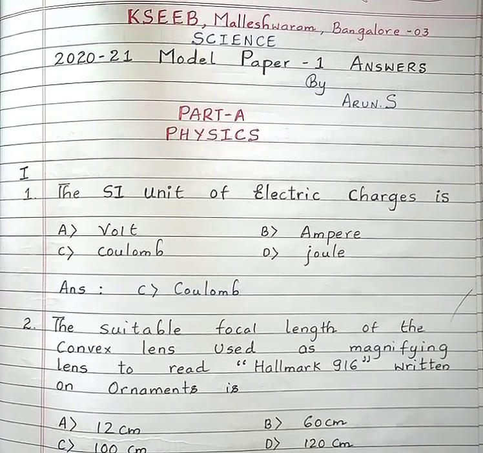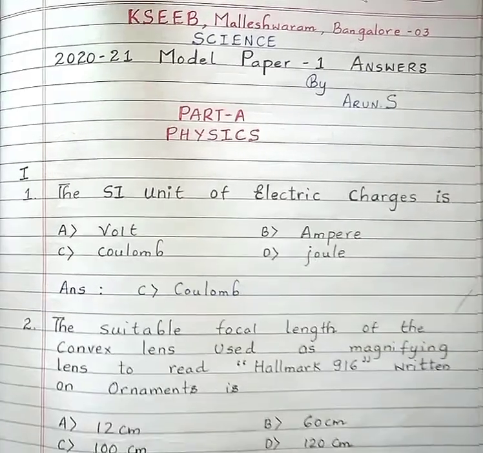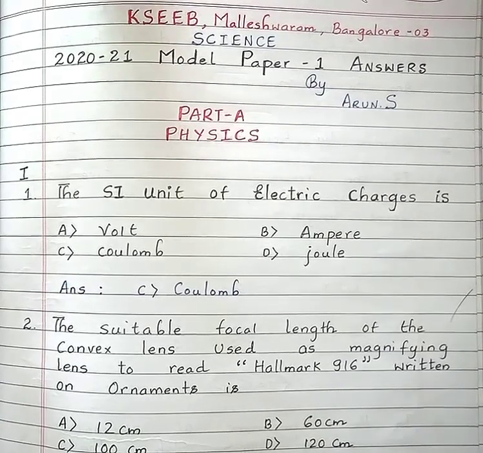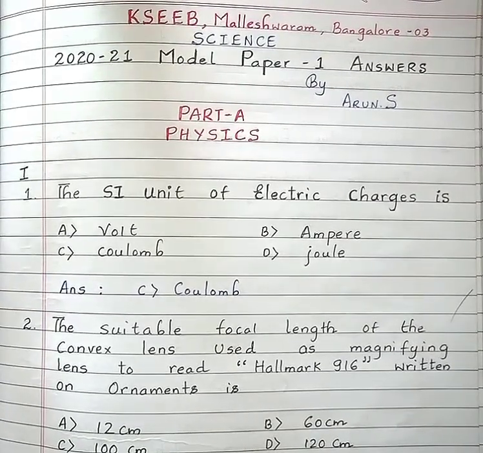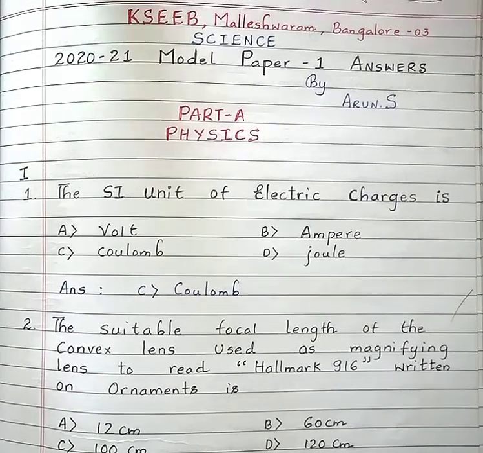Question 1. The SI unit of electric charges is option A volt, option B ampere, option C coulomb and option D joule. Answer option C coulomb.